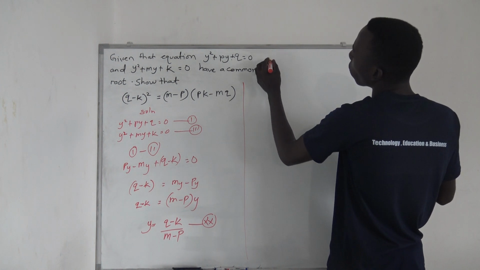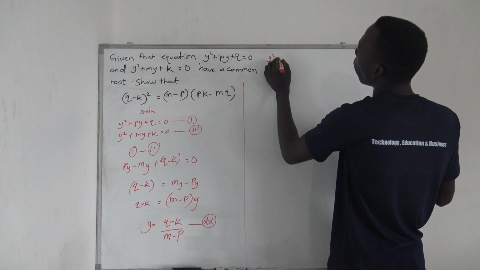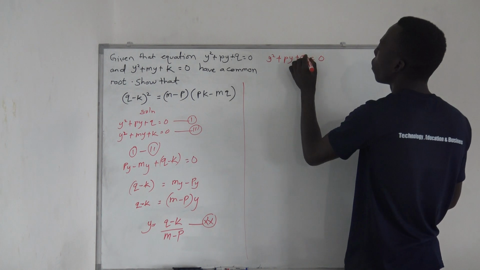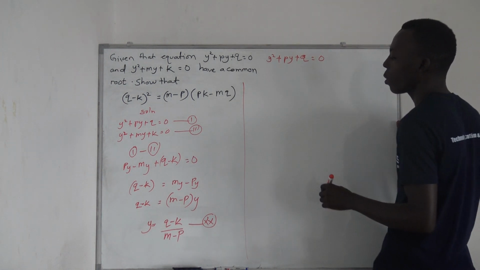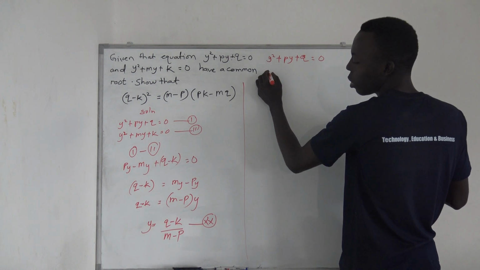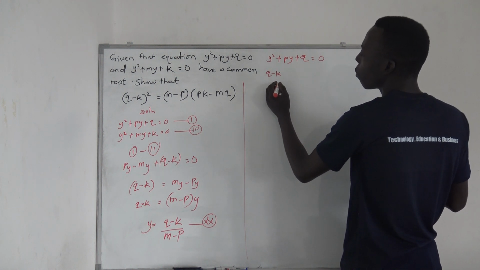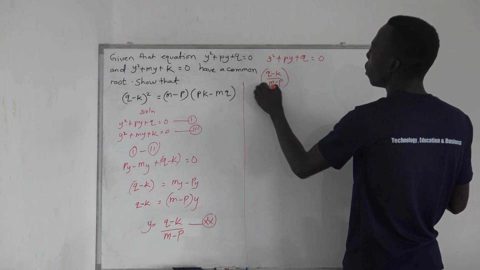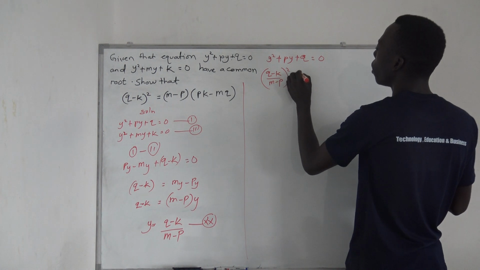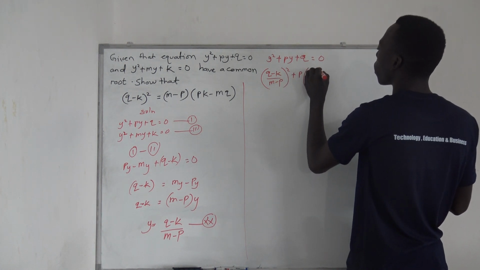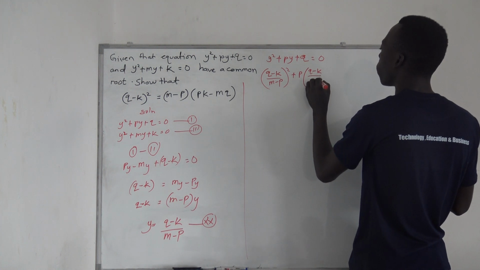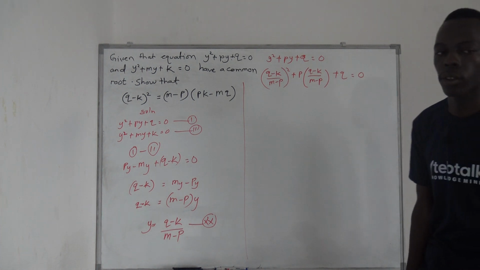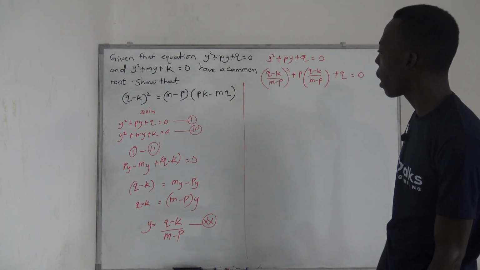So for that case, our first equation is y squared plus py plus q equals 0. So we put in the value of y which we have got, which is equation star. So that is (q minus k) out of (m minus p), the whole thing squared, then plus p into (q minus k) out of (m minus p), then plus q equals 0. So that's what we have after substituting the values of y.